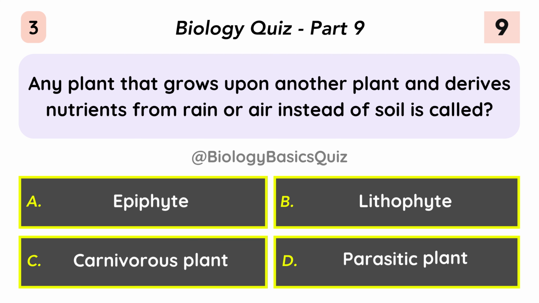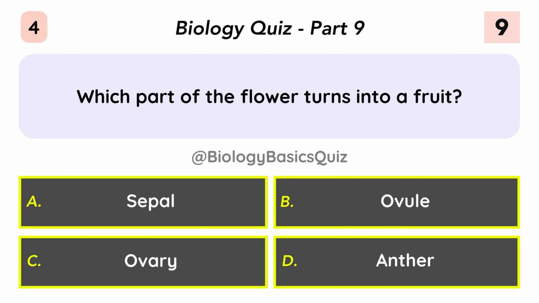Any plant that grows upon another plant and derives nutrients from rain or air instead of soil is called epiphyte. Which part of the flower turns into a fruit? Ovary.